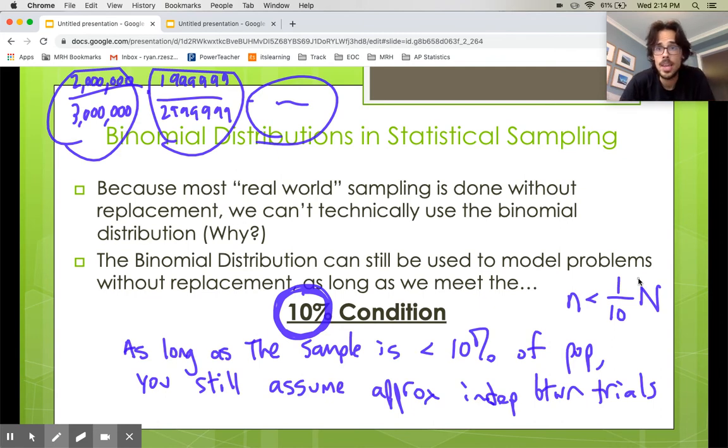So in my class of 18 kids, 10% of you guys is 1.8. So if I even try picking 2 people out of my class, that's too much. 2 is more than a tenth of 18. I couldn't use my 10% condition.